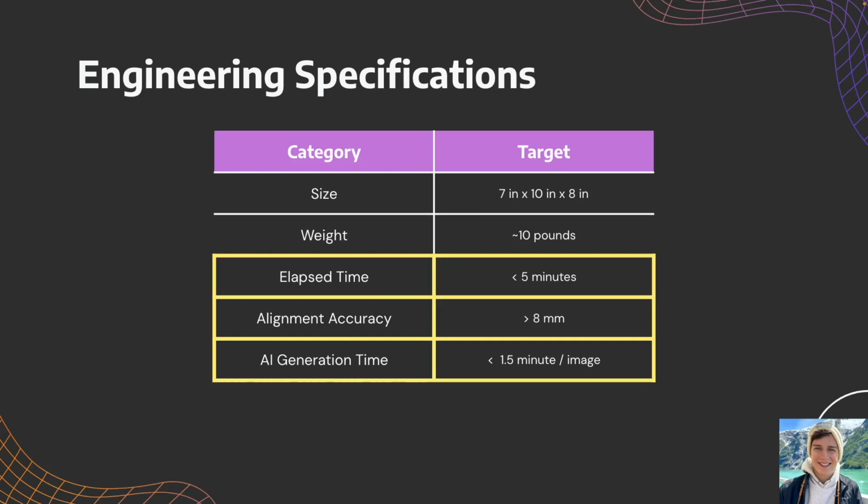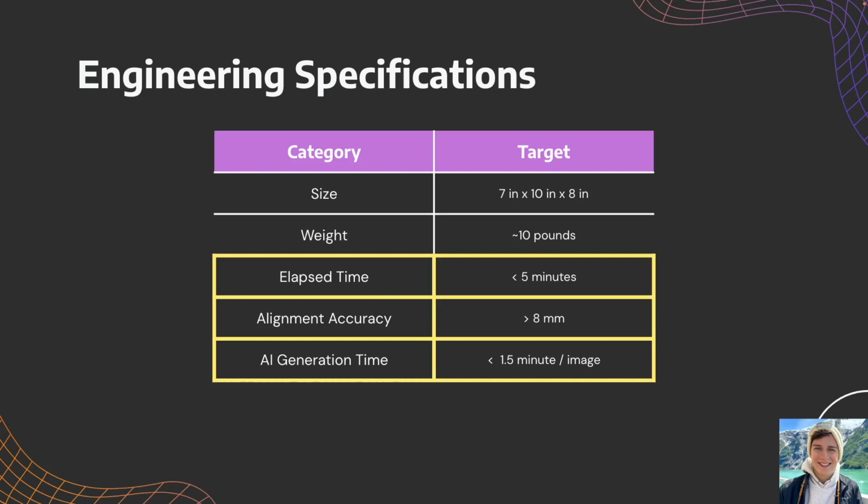While these specifications are important for the overall design and usability of our device, today we'll be focusing on measuring and discussing the last 3 specifications highlighted in yellow. First, elapsed time. Our target is less than 5 minutes for the entire process. 2. Alignment accuracy. We're aiming for less than 8 millimeters of offset from our projected image. 3. AI generation time. Our goal is less than 1.5 minutes per image.